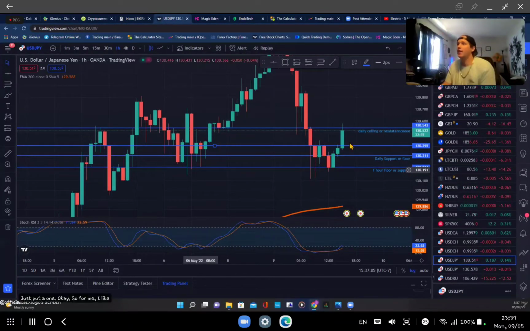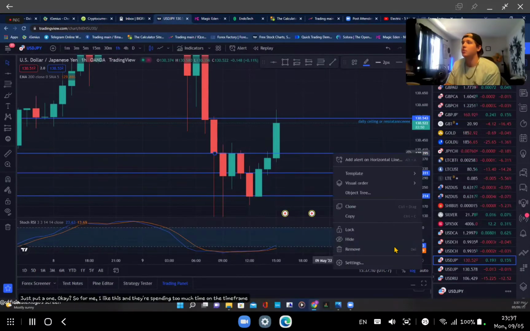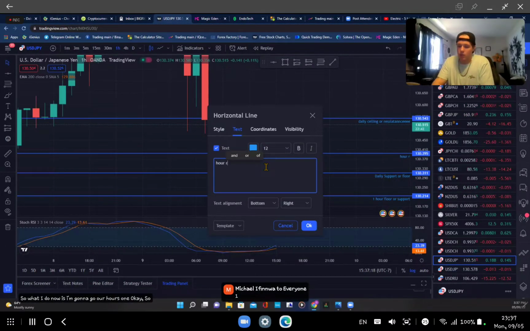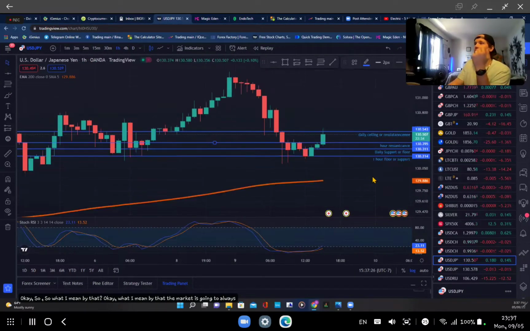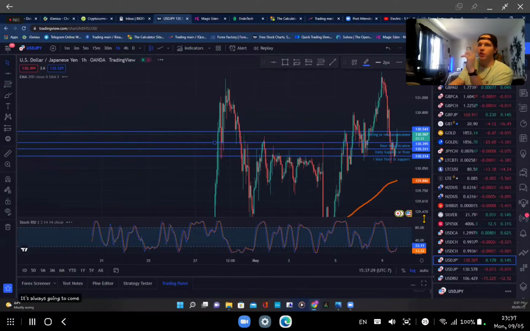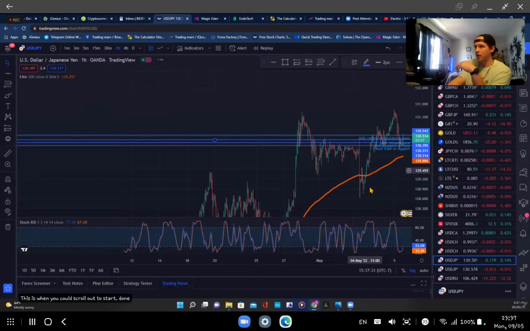So for me, I like this, and we're spending too much time on the high time frames. I'm just trying to teach. So what I do now is I'm going to go hour is 1. Okay, so resistance. What I mean by that, the market is always going to fill itself or correct itself, or it's always going to come back to either switch from support to resistance. This is when you can scroll out to start to understand this.